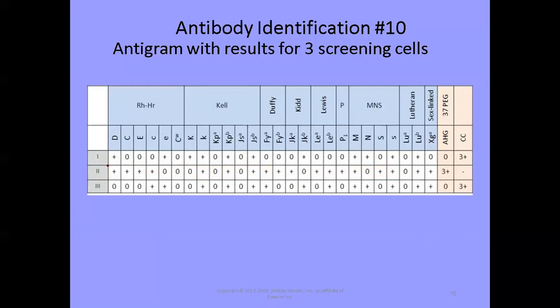Okay, so what could it be? When we look here, it has to be something that's only on screening cell 2 and not on 1 and not on 3. And so we can see right here, right away, that here's some it could be. And we don't know until we do the panel testing, okay? This is on all 3, all 3, all 3, 2, here's some, okay?